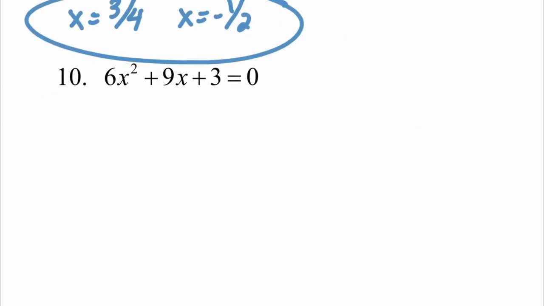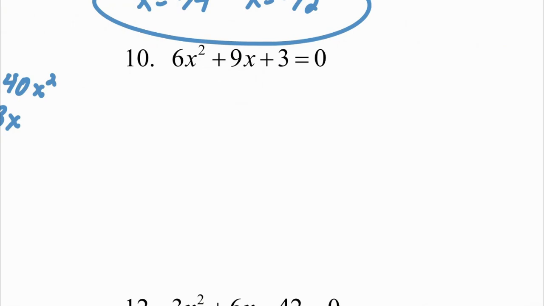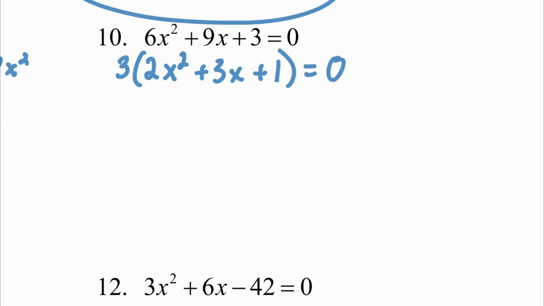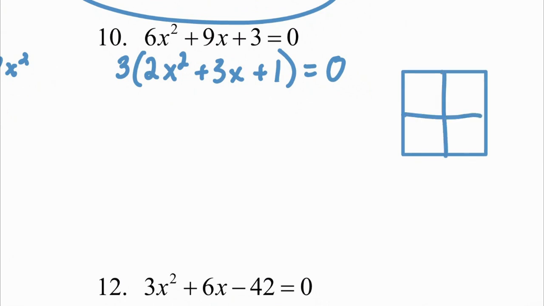Okay. Again, this one's already set equal to 0, which is nice, but we always want to check for a GCF. So all of these are divisible by 3, so I'm going to go ahead and take that out. That's going to leave me with 2x squared plus 3x plus 1 equals 0. And then we go ahead and we do the box. So we put 2x squared here and 1 here.